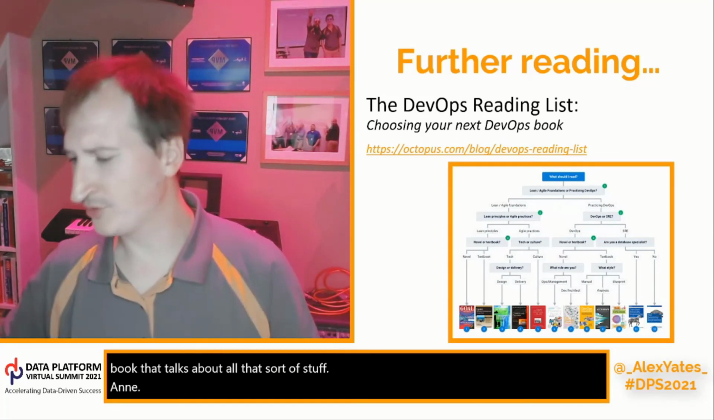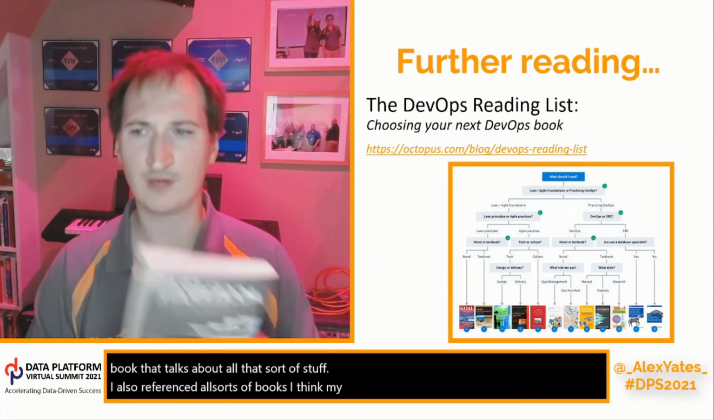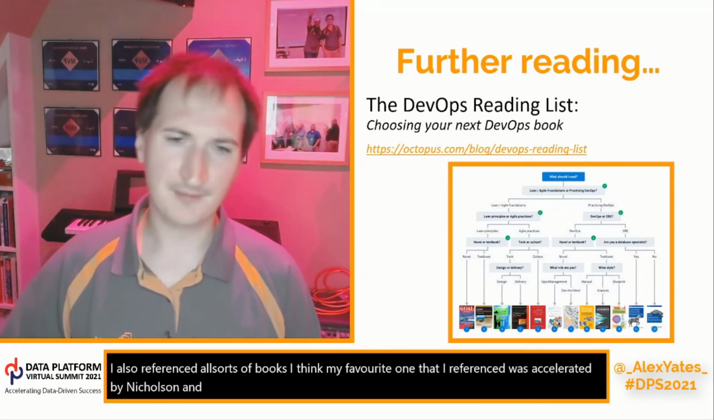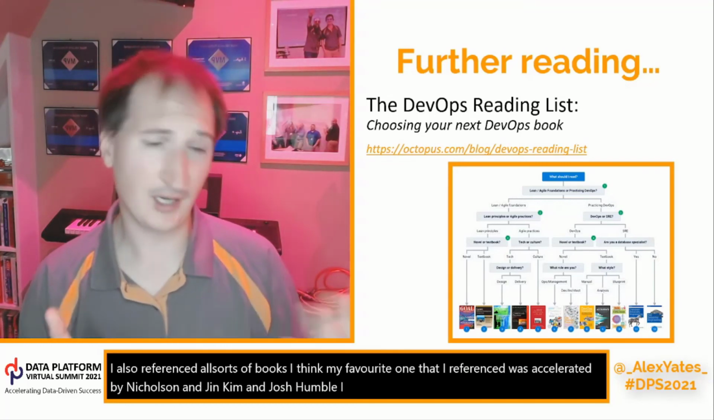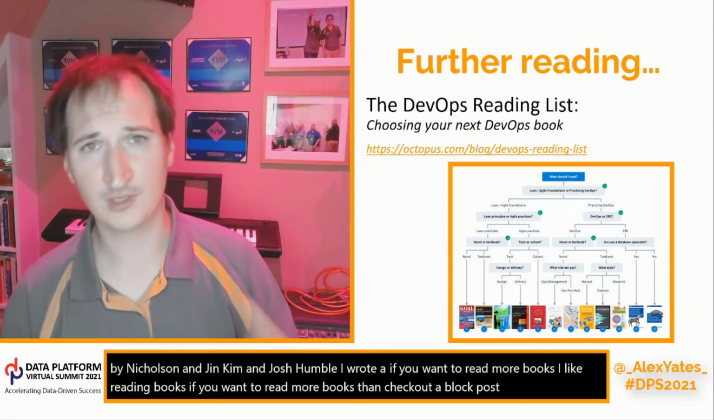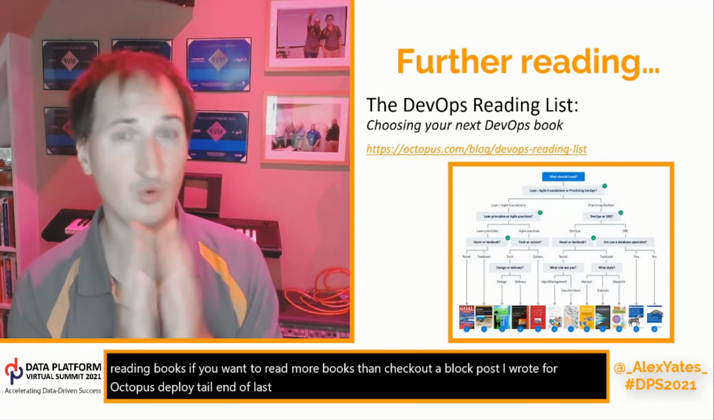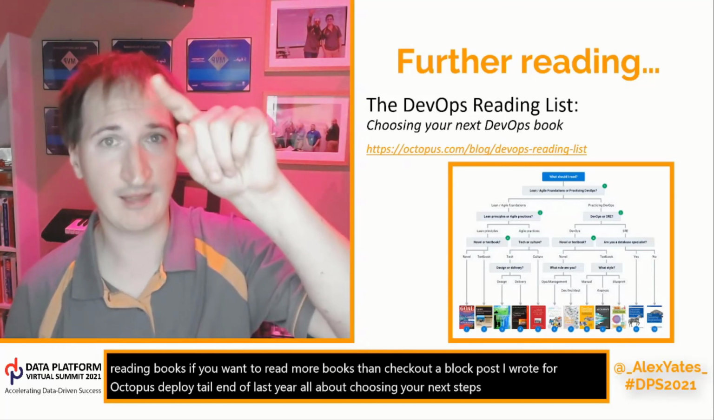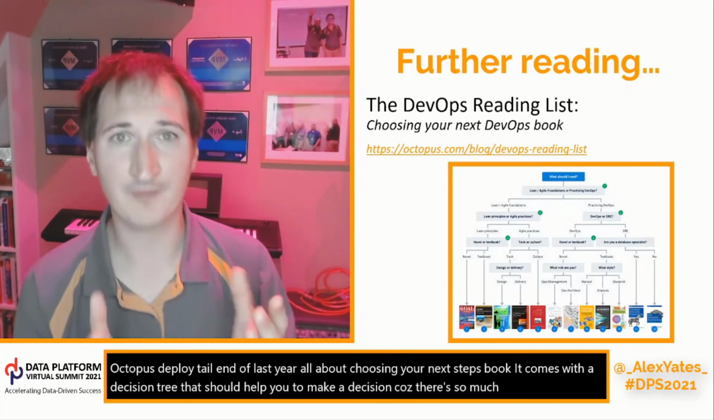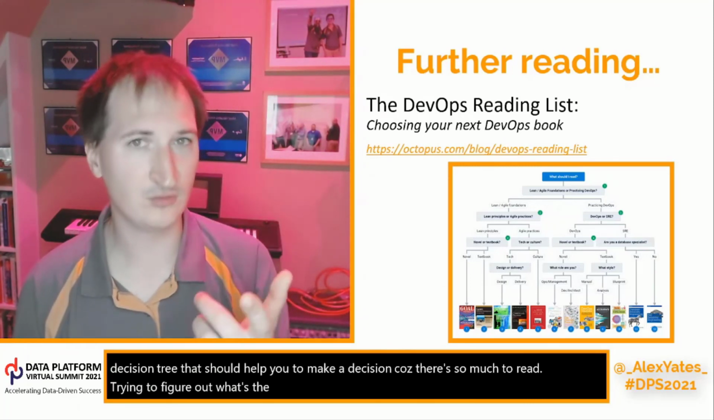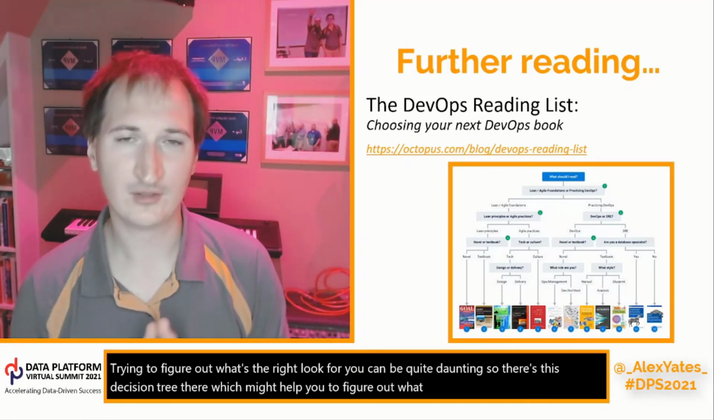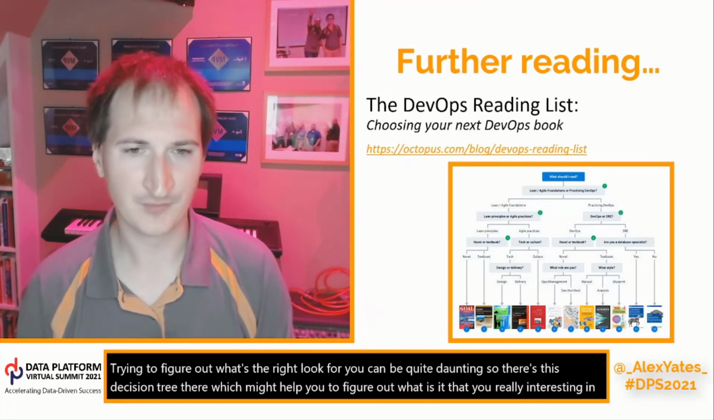I also reference all sorts of books. I think my favourite one that I referenced was Accelerate by Nicole Forsgren, Gene Kim and Jez Humble. I like reading books. If you want to read more books, then check out a blog post I wrote for Octopus Deploy, tail end of last year, all about choosing your next DevOps book. It comes with a decision tree that should help you to make a decision because there's so much to read. Trying to figure out what's the right book for you can be quite daunting. So there's this decision tree there which might help you to figure out what it is that you're really interested in and where you're going to go from there.